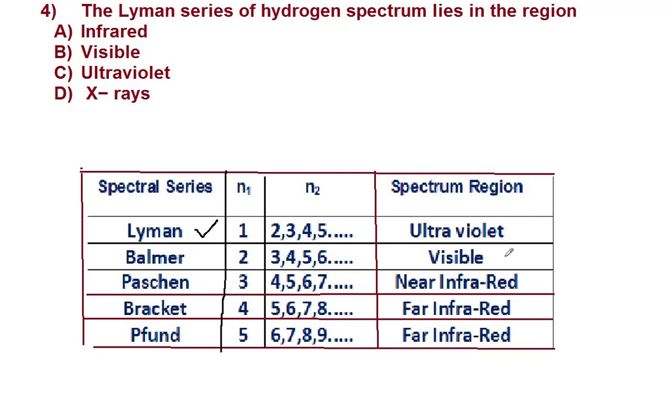So here the spectrum region, you can note down this. Here Lyman is given. Maybe in the exam it may come as the Paschen, Brackett or Pfund series. So here what we see, for the Lyman series, the spectrum lies in the ultraviolet region. So this is the answer. For the Balmer series, it is in the visible region. So for our case, the answer is ultraviolet.